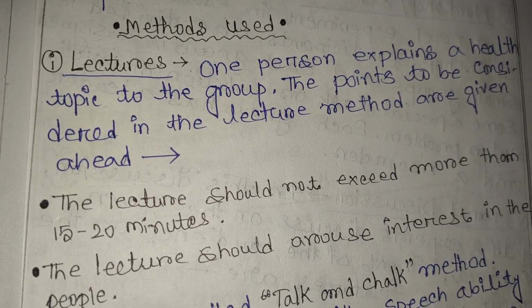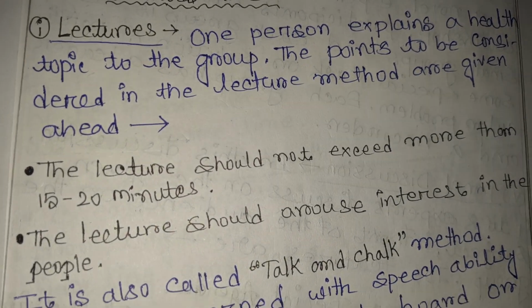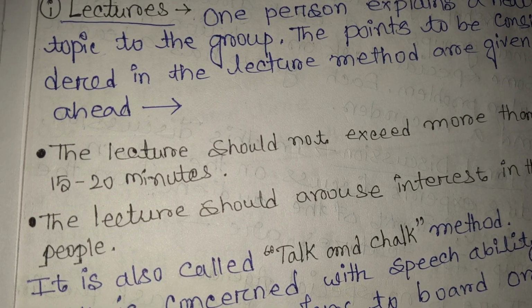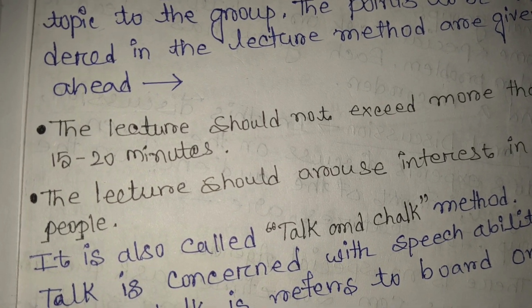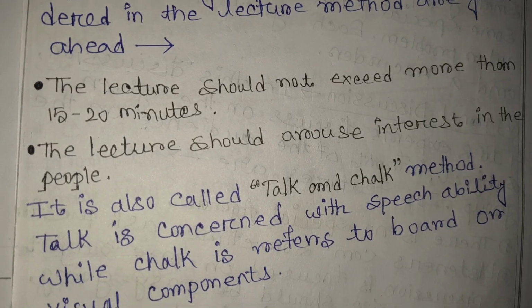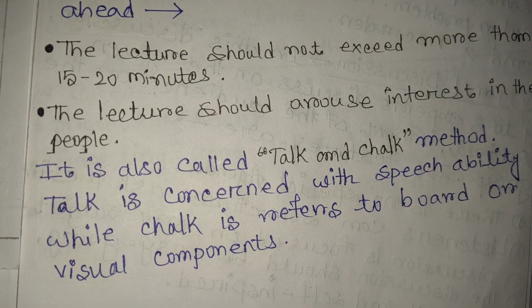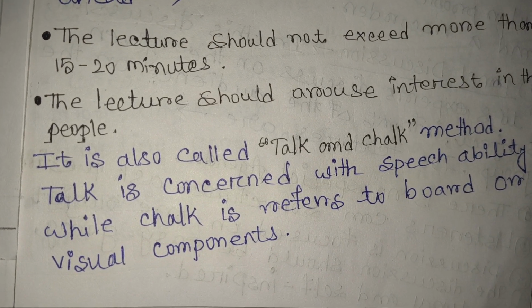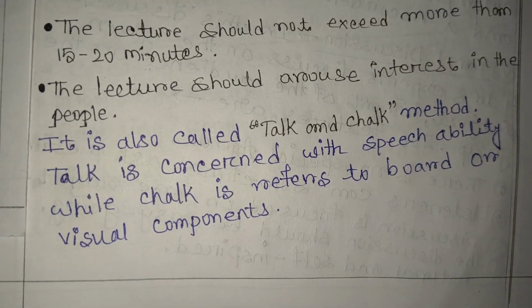The points to be considered in the lecture method are given ahead. The lecture should not exceed more than 20 minutes. The lecture should arouse interest in the people. It is also called talk and chalk method. Talk is concerned with the speech ability, while chalk is referred to board or visual components.